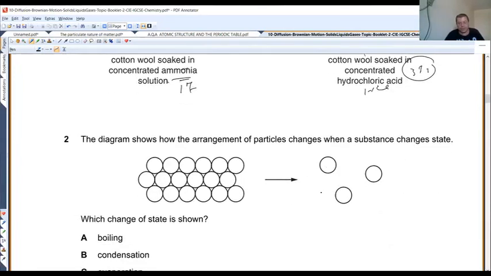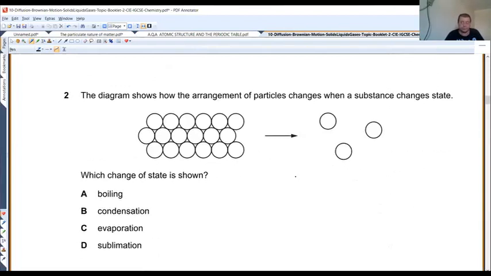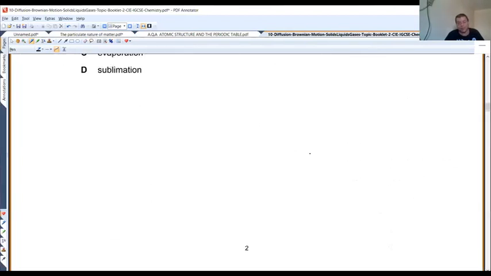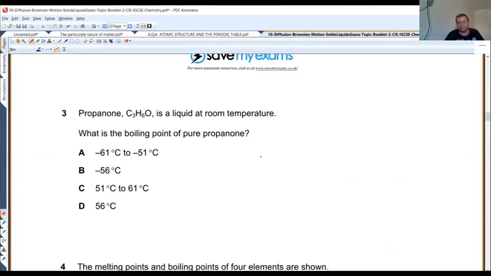And then complete your experiment, which we have here. This process is changing from solid to gas, a process known as sublimation. All of the questions you are going to find this way.